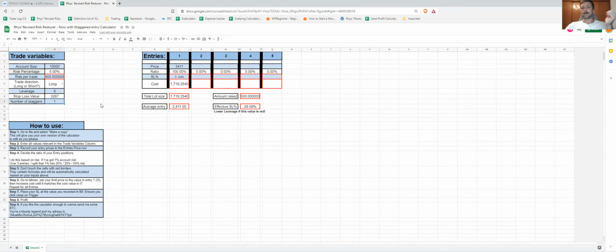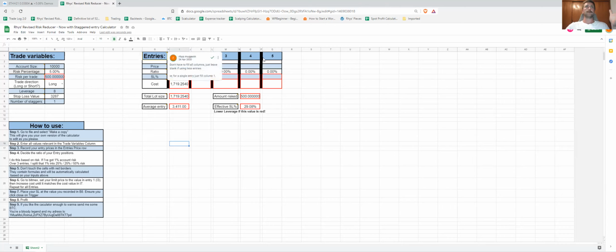Number of staggers, this doesn't actually do anything. I just put it in there for peace of mind. When you are doing staggered entries, you can say, I'm going to have 5 staggers, whatever. I don't think I've ever used it since I put it in there, but it's a feature that's there if you want it. So that's the trade variables column.